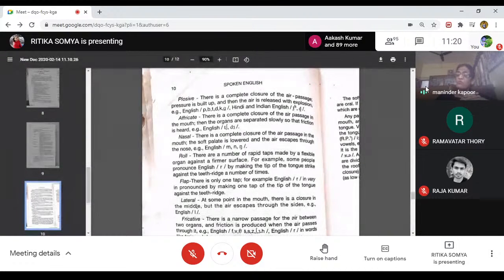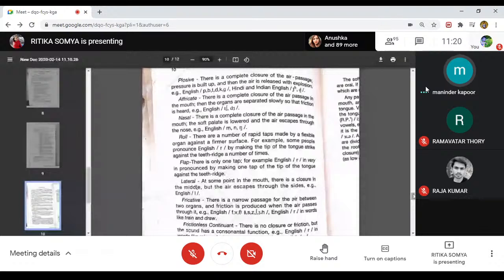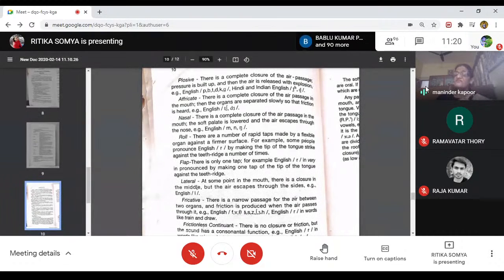So that is what happens when we produce sounds like f, v, s, z, th, the, and even sh, zh. So actually, we have nine sounds which are fricative as far as their manner of articulation is concerned. First is f, v, then we have th, the, then we have s, z, then you have sh, zh, and finally you have h.